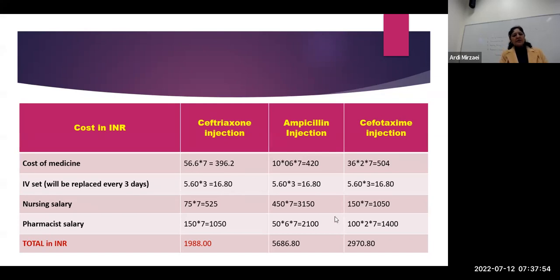And then see which is the least expensive. Because all the 3 can be used to treat meningitis. So which one is the preferred one? So here the answer is this is 1,988, this is 5,686, this is 2,970. So obviously ceftriaxone injection is the most economical option.